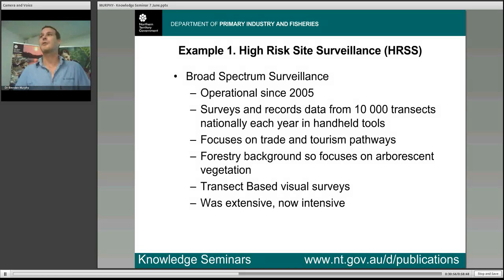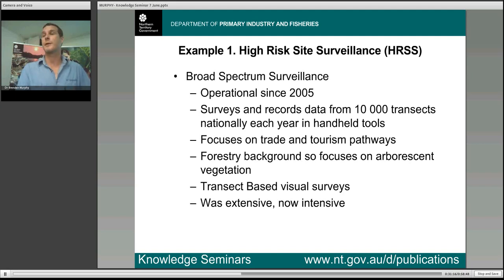So even though it sounds like it's not a lot, that's encapsulating a lot of plant material. We don't tend to focus on ornamentals and little flowers and things like that, and we certainly don't focus on weeds. It's quite specific about what this program is, High Risk Site Surveillance, because that's its job, to focus on these pathways. And we don't do anything else.